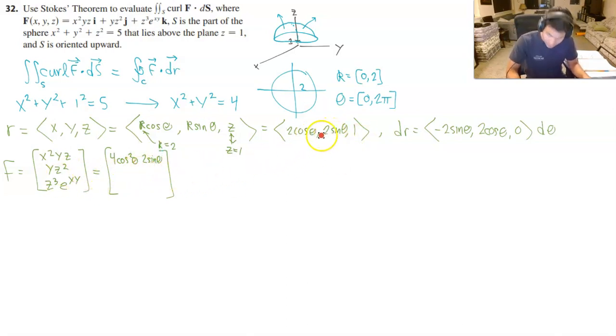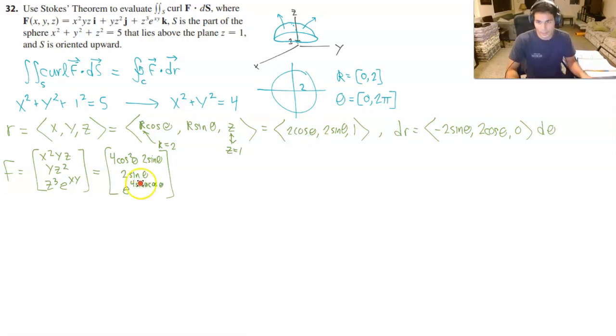y is 2 sine theta, and z is just 1, so just 1 squared here. z cubed is just 1. e to the xy is e to the... And there's a 2 and a 2 here, so it's going to be 4 sine theta cosine theta.